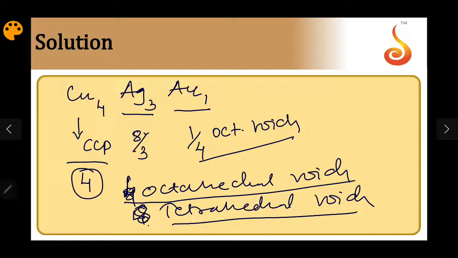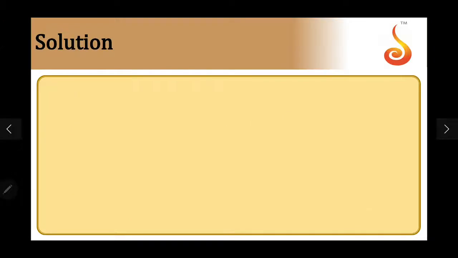So 3 by 8, into 8 cancels out and 3 particles will come. So 3 by 8 of tetrahedral voids will be silver, 1 by 4th of octahedral voids will be gold. That is a possible location. So we'll see the options.